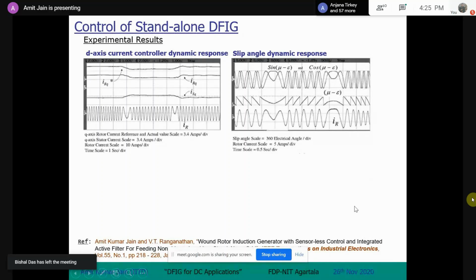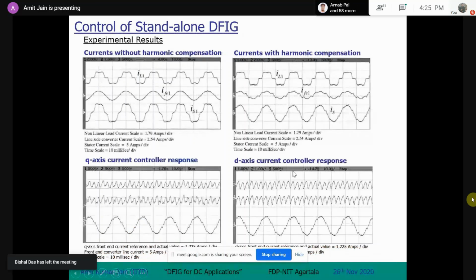This is what I was telling. Interestingly, if you have nonlinear load, you can compensate a large amount of that. So this is the uncompensated stator current, and this is the compensated stator current. Here the FEC current is not doing anything. It is allowing the load to be like this only. Load you can't help.